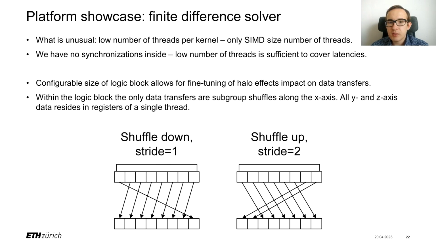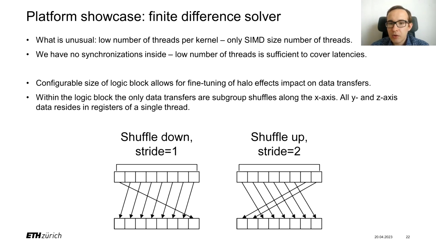What is unusual in this approach is the low number of threads per kernel. Only warp-size number of threads, which is equal to 32 for NVIDIA and 64 for AMD. However, we have no synchronizations inside, so a low number of threads is sufficient to cover latencies. Configurable size of the logic block allows for fine-tuning of halo effects' impact on data transfers, which will be seen on benchmarks later. Different logic block sizes also have different cache hit patterns, which are hard to estimate, which is another reason to have them tunable.